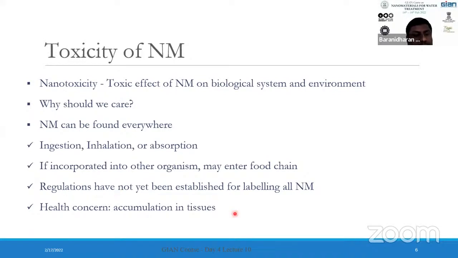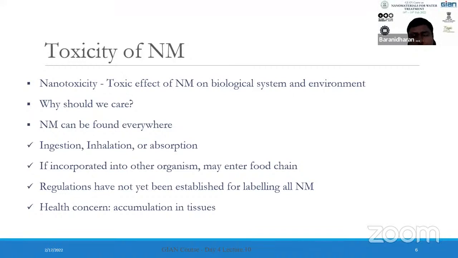Regulations have not been established for labeling all the nanoparticles. So this is one such challenge. Are these nanoparticles really a contaminant? Do they need to be worried about? Still, the US EPA and researchers across the world are working to learn the significant toxic pathways as well as their effect on different organisms. Once that is available well enough, it will be easy for policymakers and regulatory authorities to call upon this as a pollutant and then move on.